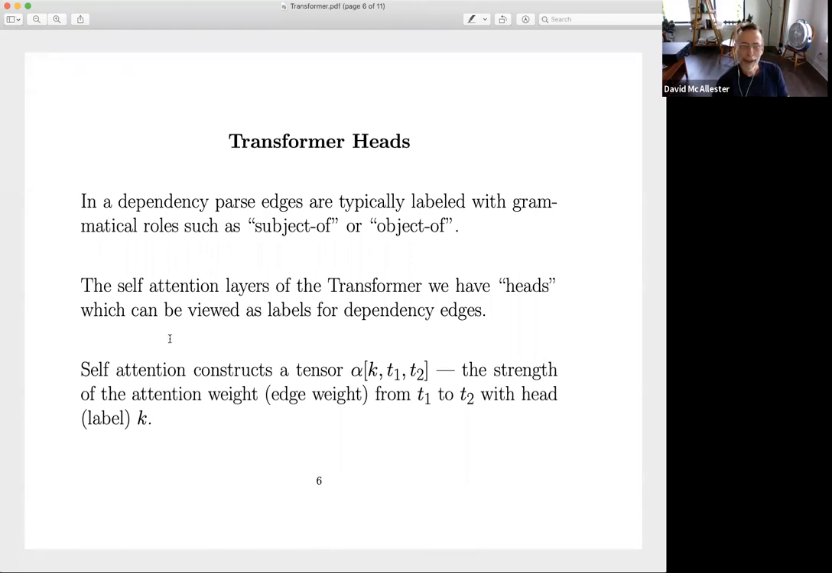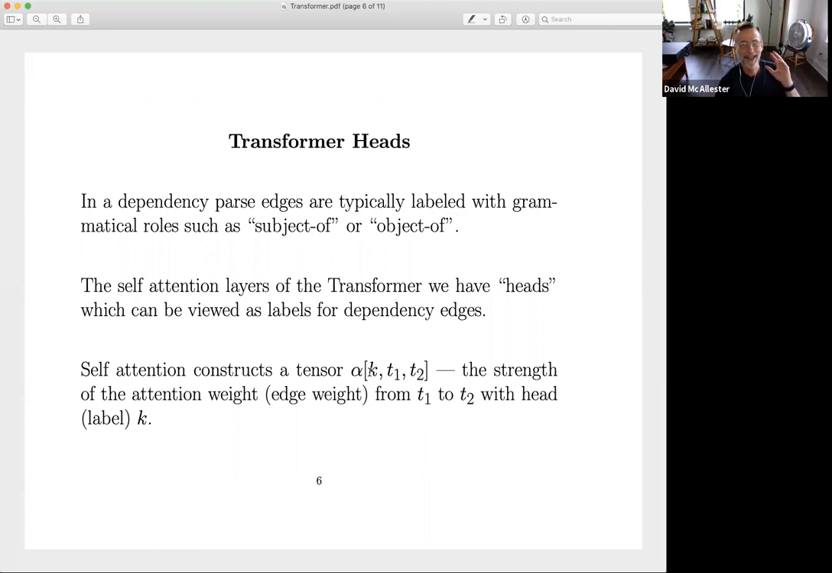So what's going to happen is that the self-attention constructs a tensor, which I'm going to write as alpha. It's the attention tensor, and it has a head index. That's saying intuitively, what's the label of the edges defined by this attention? So this is like an edge label. The attention is directed. It's from T1 to T2. So it's the attention that T1 is paying to T2 under the label K. So that's the intuition. Of course, the actual architecture does not make this intuition explicit, and this intuition is only applicable maybe some of the time.